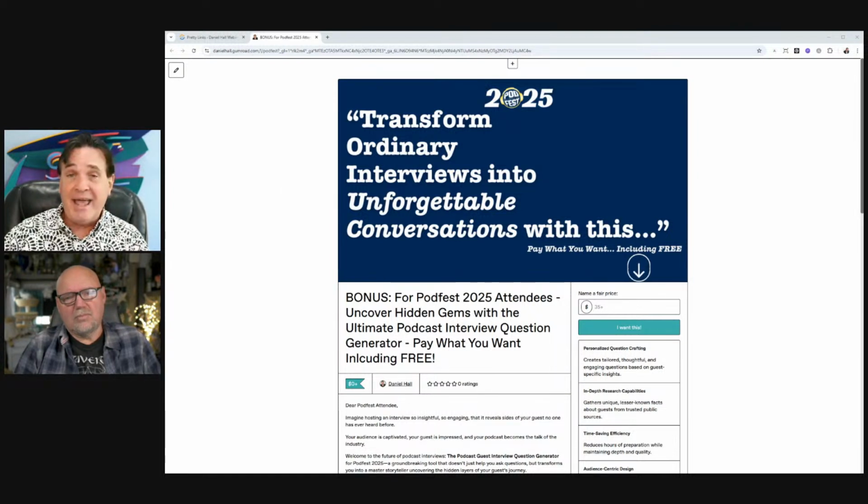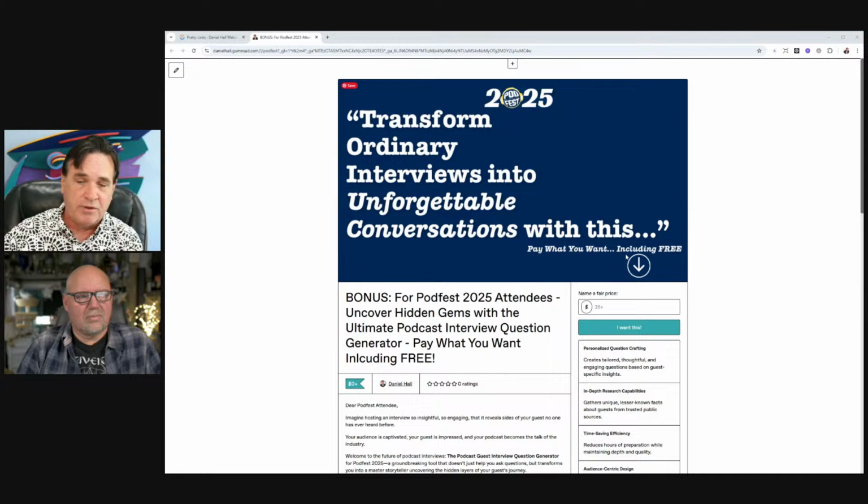And because they have an audience, they can send people here. In this case, this is a freebie, or actually not a pure freebie. It is a pay-what-you-want type of offer. But at any rate, I want to show you this particular generator because I think it's pretty demonstrative of how all generators work. The promise of the generator is encapsulated in this headline: transform ordinary interviews into unforgettable conversations.